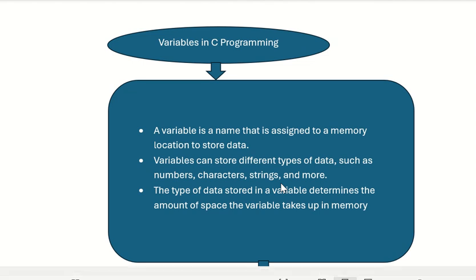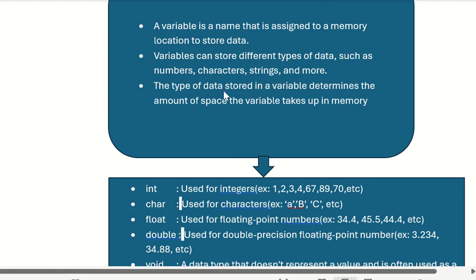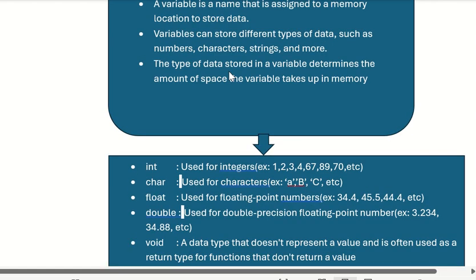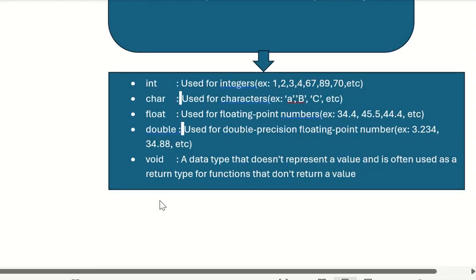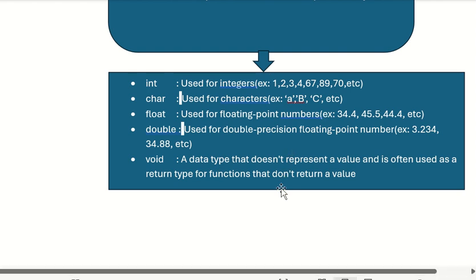That is a very large topic, variables. Now you can understand a little bit what a variable is, and you can write down the bullet points: what data types we use to declare the variables. So these are the data types: integer, character, float, double.